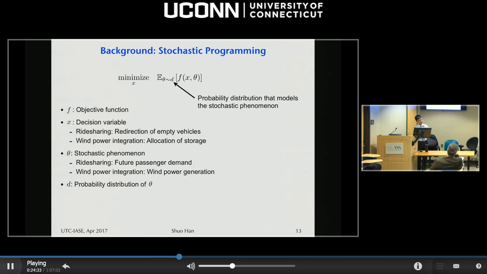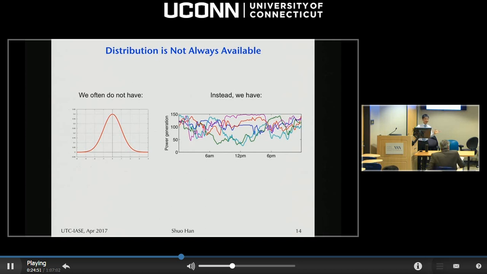So here, by taking the expectation, one implicit assumption that you're making is that you actually know the exact distribution that governs the underlying stochastic phenomena. However, you can imagine for complex phenomena, like wind generation, like passenger demand, it is not always that you have the exact distribution. But instead, what you have is data. But formally, these data can be considered as random samples drawn from the underlying unknown probability distribution. For example, you have wind power generation on different days, and you can think about the profile on one day as one sample from the underlying probability distribution of wind power generation.